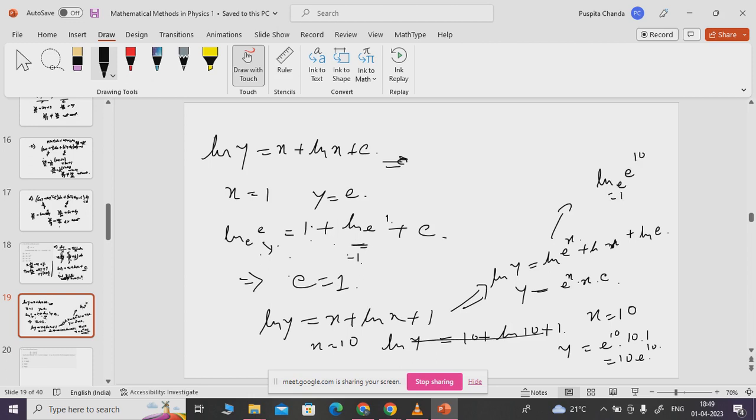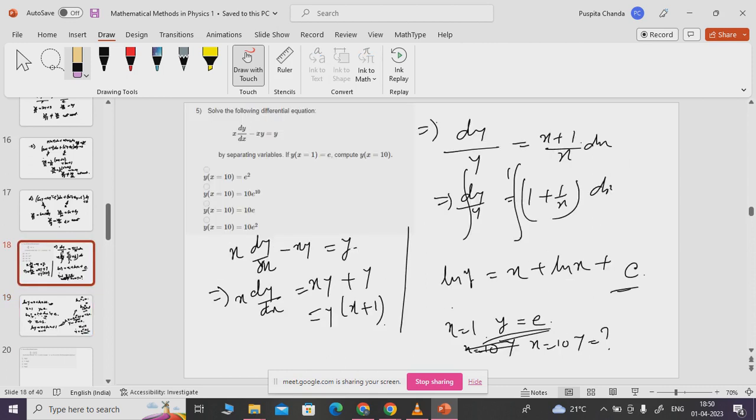ln e to the power 10 will give ln e base e is equal to 10. So ln e to the power a would give us a, or x. That's why I have written x like this. So our answer is 10 e to the power 10.